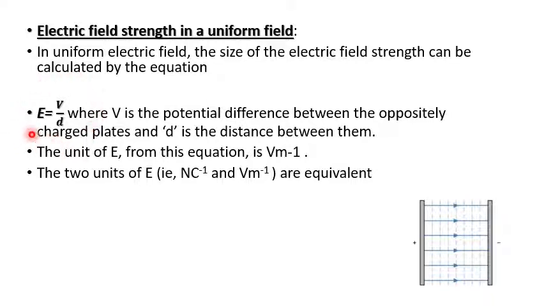From this equation, we can derive another unit for electric field, which is volt per meter. We have learned another unit for electric field strength, that is Newton per coulomb. Both units are the same. You can try to figure it out. And remember, the magnitude of electric field strength remains the same everywhere in this electric field.